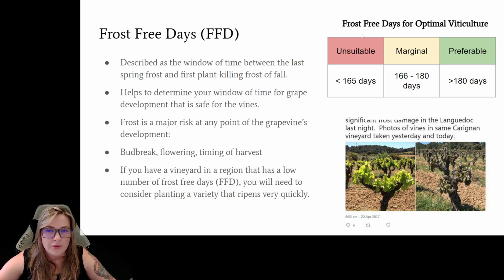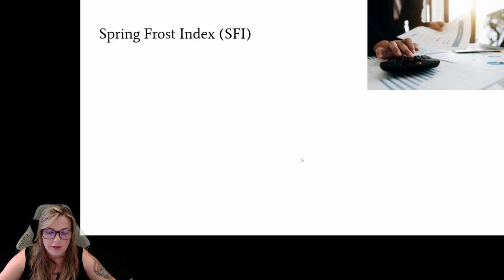So the numbers for this, we have unsuitable, marginal, and preferable. Unsuitable window would be less than 165 days. That's not going to be enough time to really produce something that's going to make quality wine or be within the range to make something good. Marginal, 166 to 180. You could do it. You're still going to have a risk involved, but it's possible. Preferable is a window of over 180 days frost-free. So something good to know.